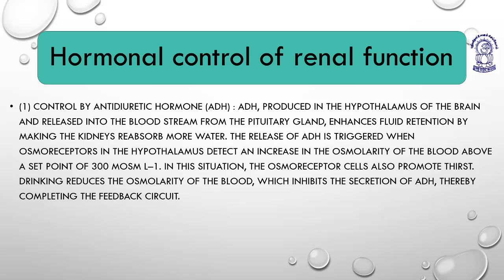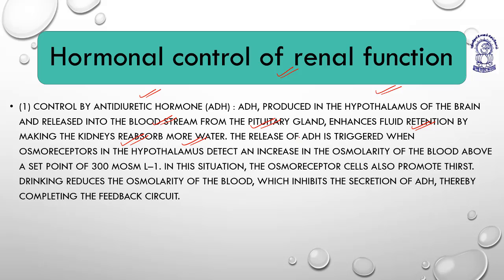Okay. Now I'm going to talk about the hormonal control of renal function. Control of antidiuretic hormone ADH, produced in the hypothalamus of the brain and released into the bloodstream from the pituitary gland. Enhances fluid retention, conservation of fluid, by making the kidneys reabsorb more water.